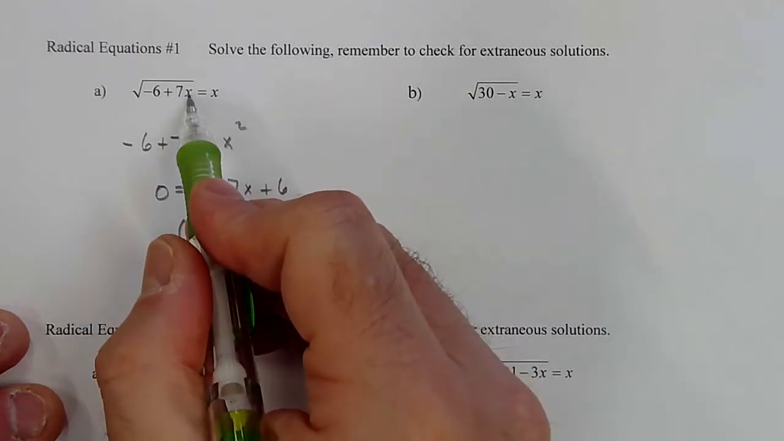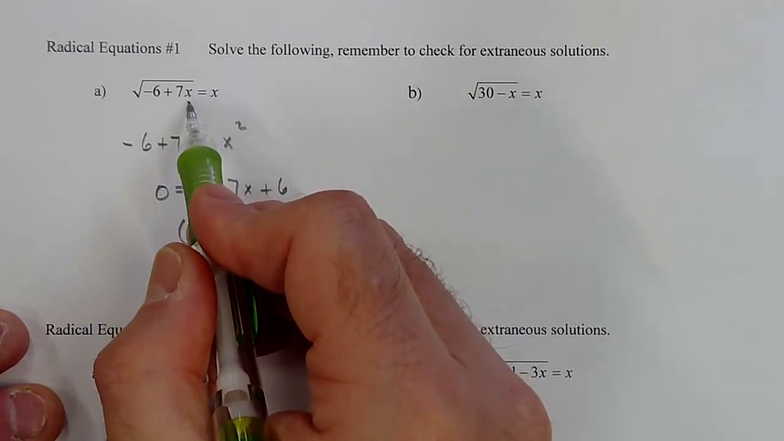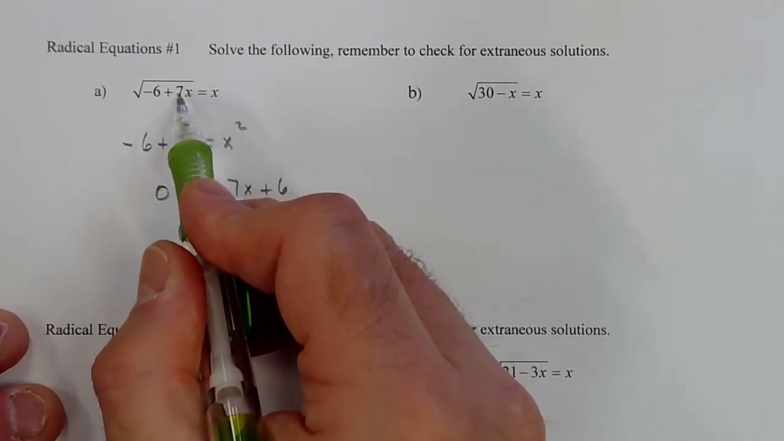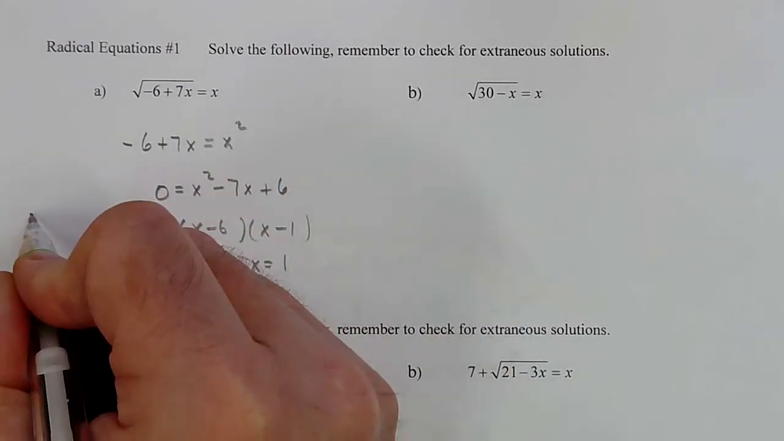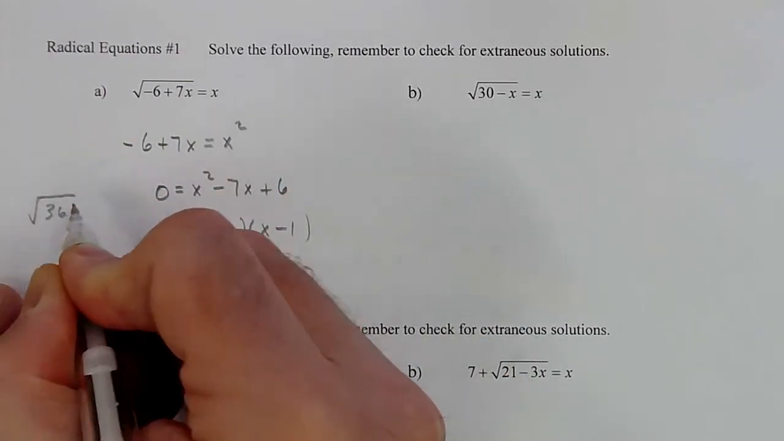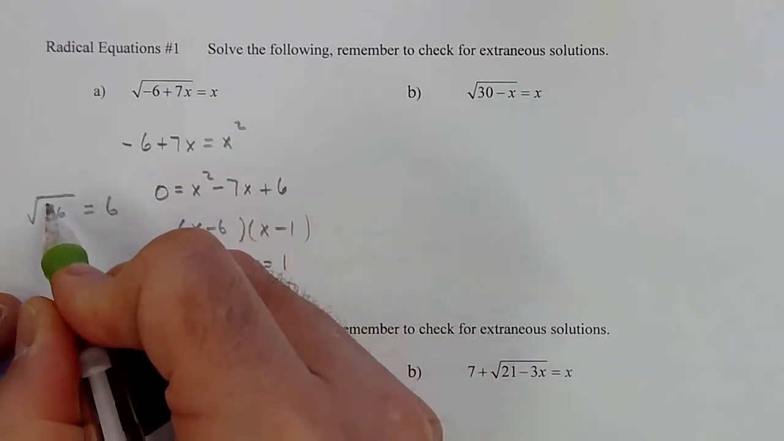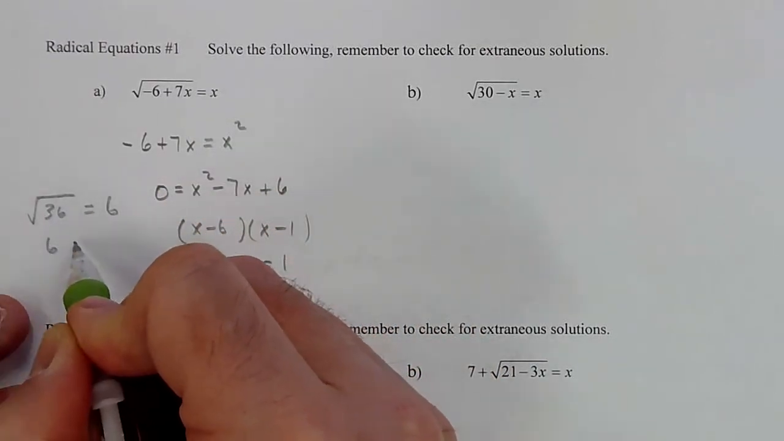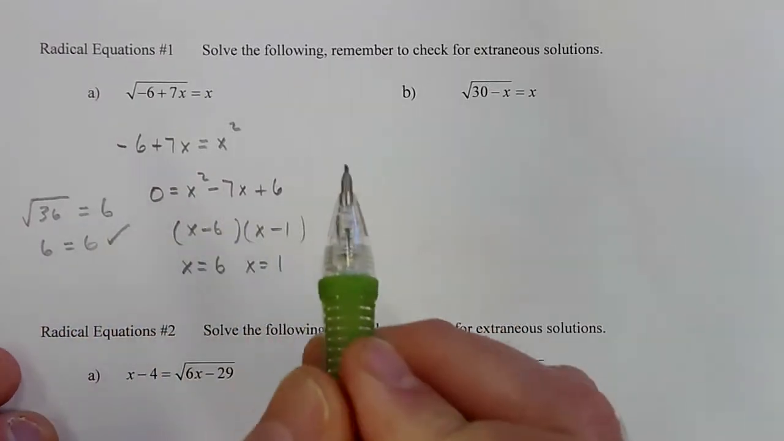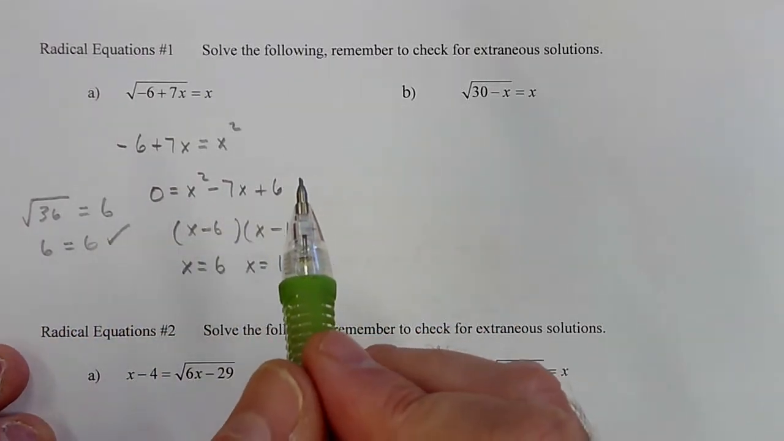So let's dive into this here. Let's put 6 into the original equation on this left side here. 7 times 6 is 42, and negative 6 plus 42 is 36. And if I put 6 over here for x, I get 6. True or false? Square root of 36 is 6, so 6 does equal 6. That's good. That works fine.